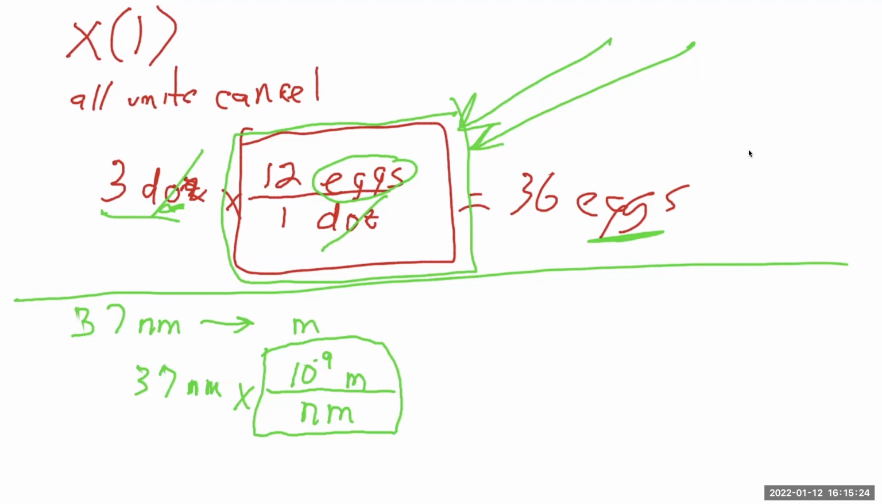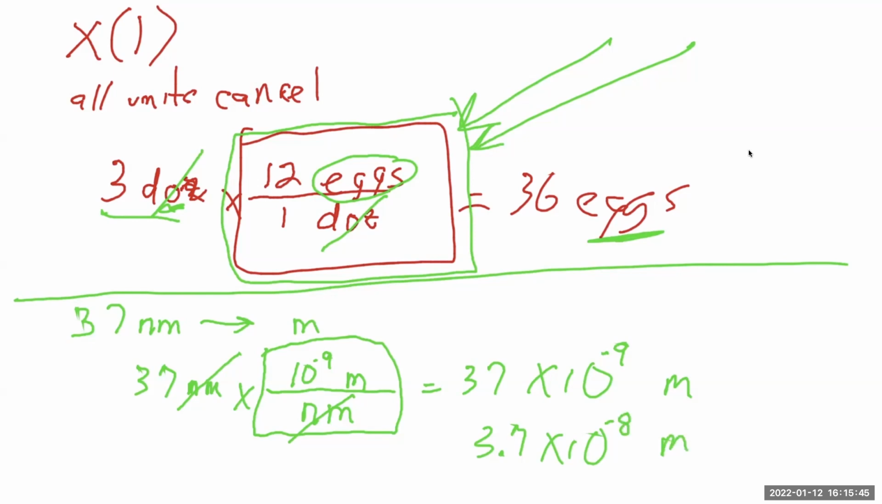Now make sure everything cancels. Nanometers here, nanometers here. They cancel, we're left with meters. So 37 times 10 to the negative 9 meters. Or if you want scientific notation, 3.7, and we made this number smaller, made this one bigger, times 10 to the minus 8 meters. It's the exact same answer. If they want scientific notation, you put it in this form. If they don't say anything about scientific notation, you leave it in the first form.